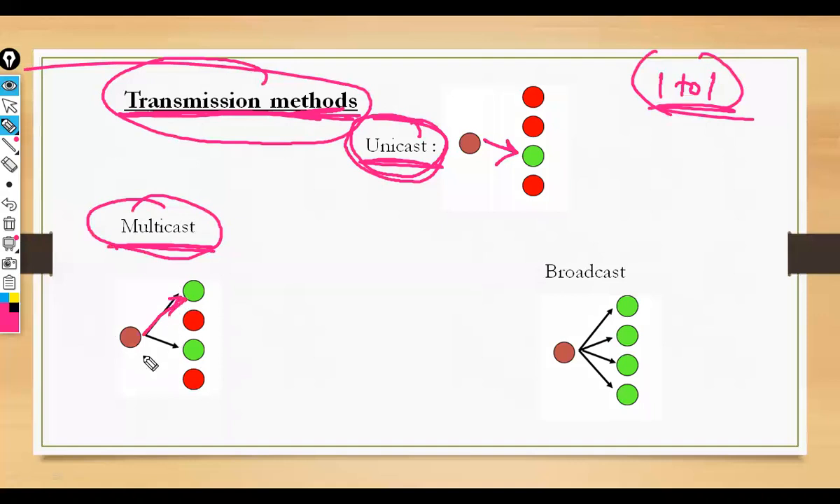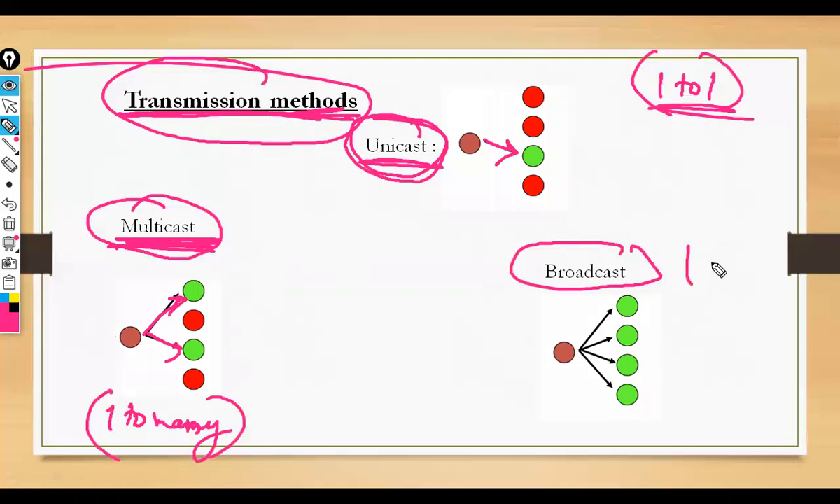One to many. M-A-N-Y, many. Or one to a group, you can say. One to a group. Now, broadcast means one to all. Or one to everyone in that network. So that is broadcast.